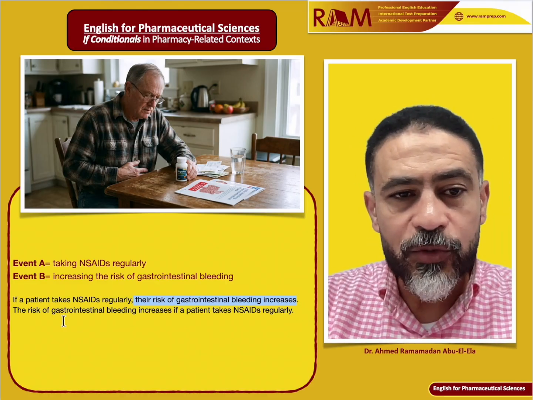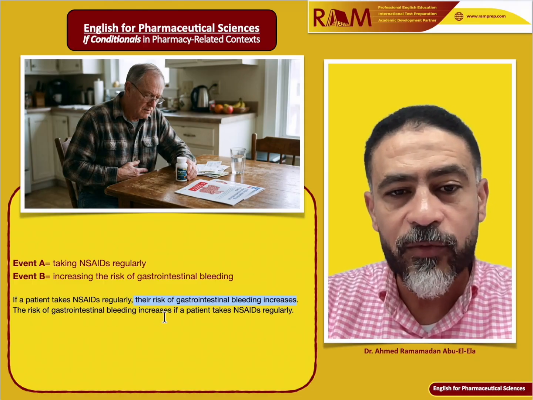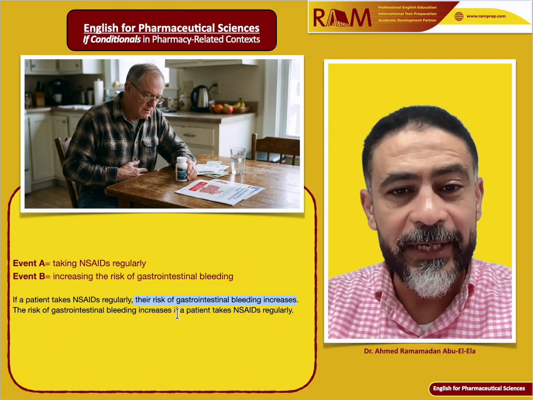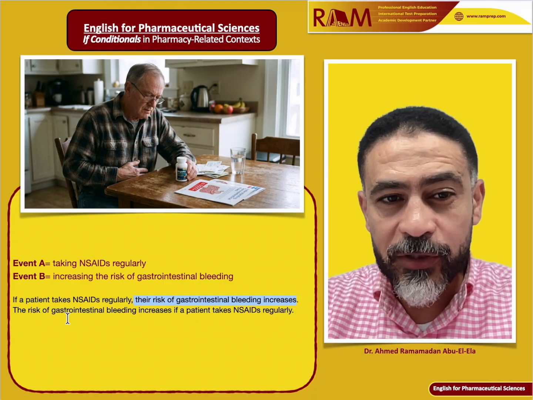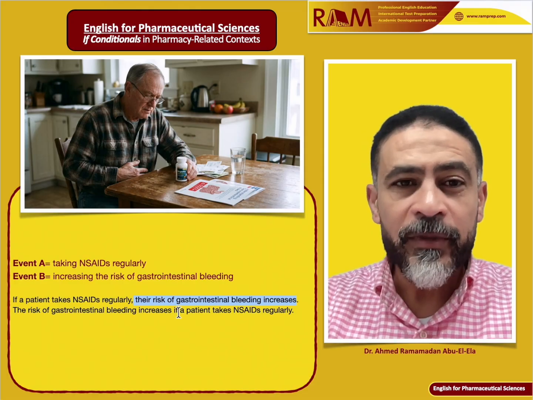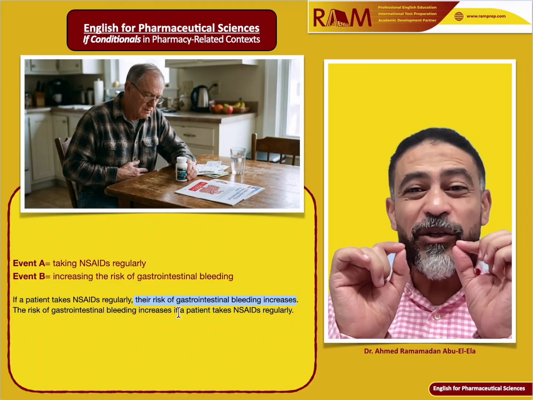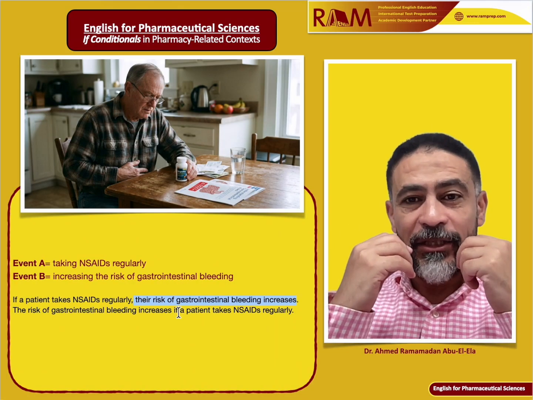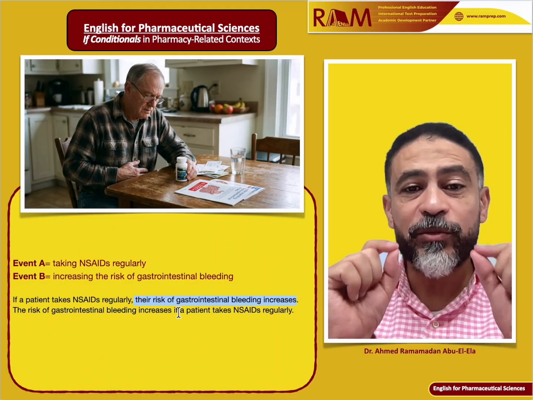A second way is to start with the effect itself, and you say the risk of gastrointestinal bleeding increases. Then you bring the cause, and you say if a patient takes NSAIDs regularly. But when you start with the effect, you do not put a comma. So here the take is we have zero doubt. You want to connect the cause and effect so that you want to say there is zero doubt, or there is 100% certainty.